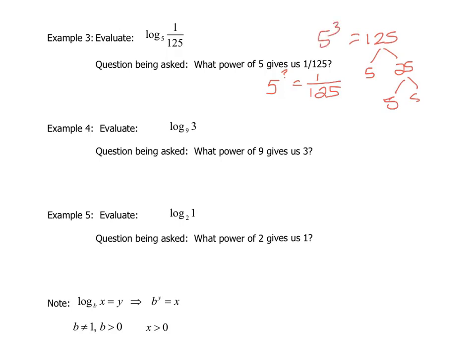I need to get 5 cubed in the denominator here. So 5 to the what is 1 over 5 cubed? Well, we know that when we have a negative exponent, that just moves things down to the denominator. So 5 to the negative 3 actually gives us 1 over 125. So my answer here, the answer is that exponent. So the value of that log is negative 3, that exponent.